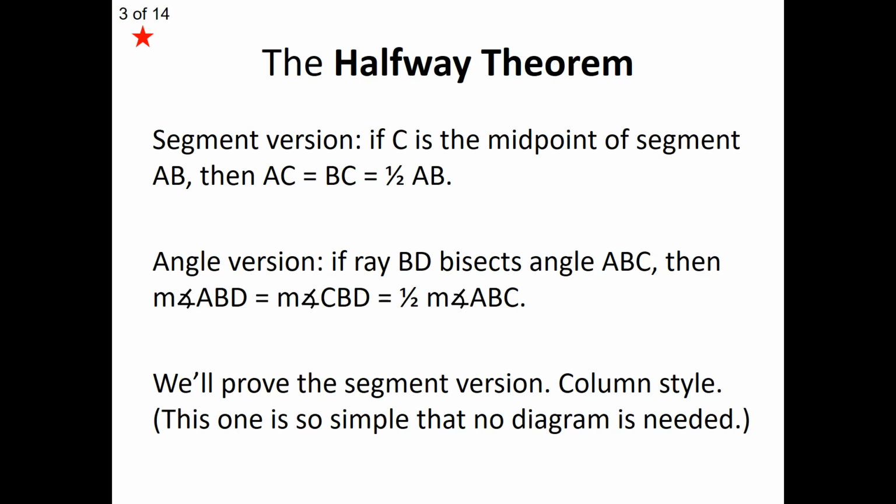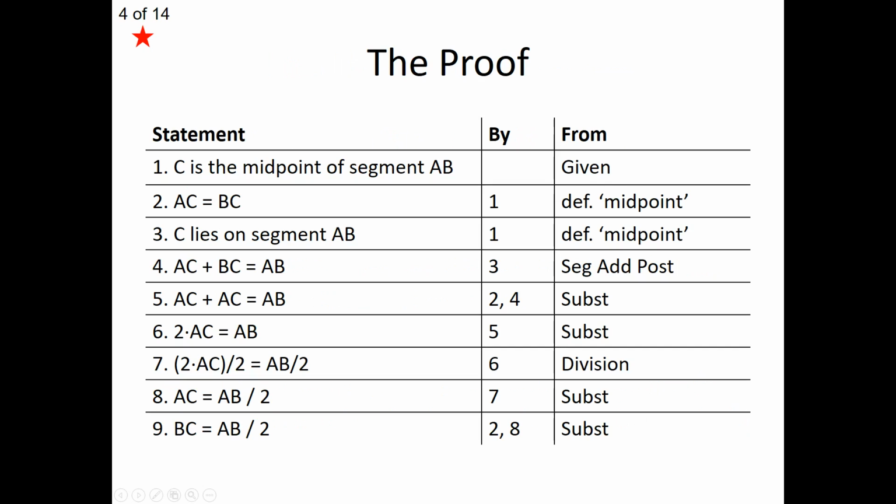We're going to do this column style, which means you're going to have three columns: the statement, the from, and the by. Let's take a look at the proof. As you can see, it is quite a lot of tedious work, and you'll notice that a lot of our reasonings boil down to some sort of algebraic reasoning. To avoid most of that in the future, that's why we're proving this halfway theorem now. If we do encounter a segment or an angle being bisected, then we can call the halves equal, and we can call them equal to half of the whole.